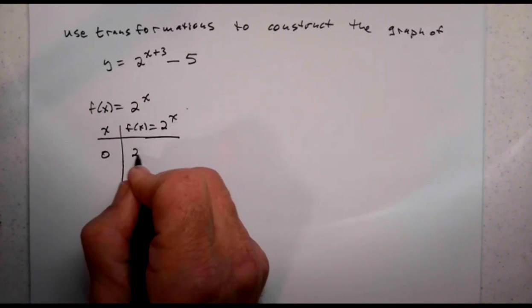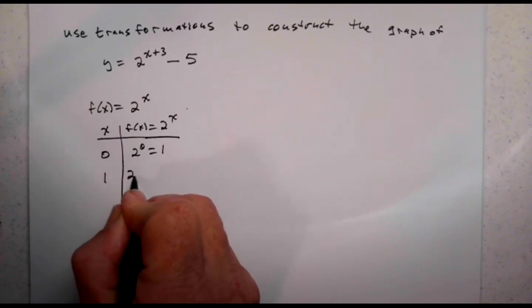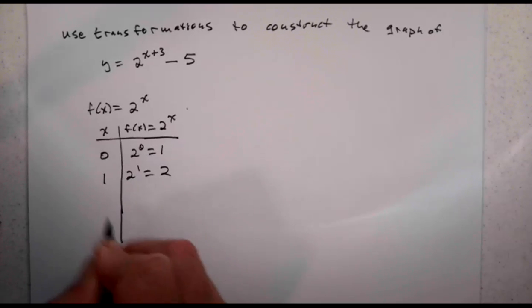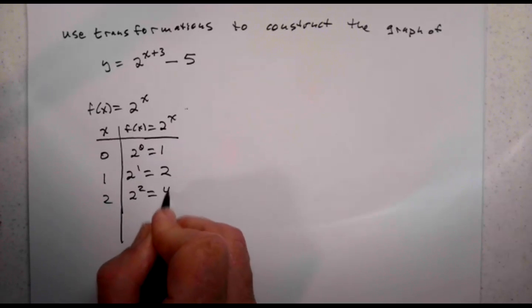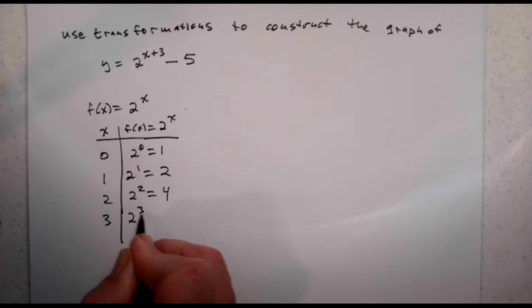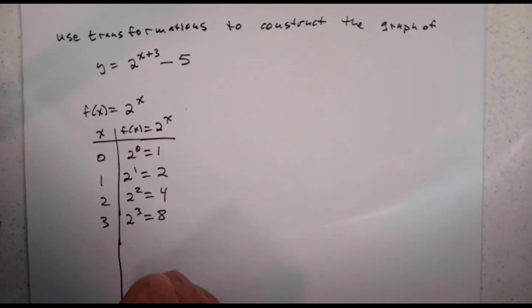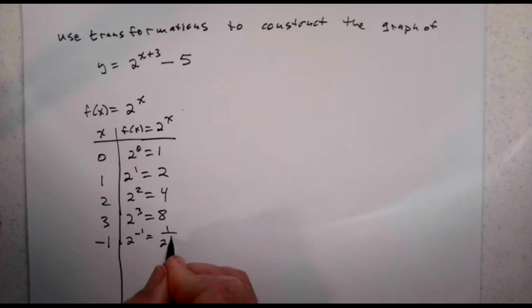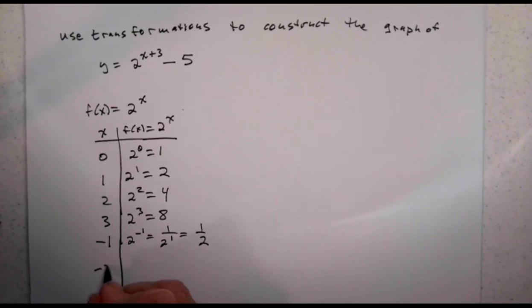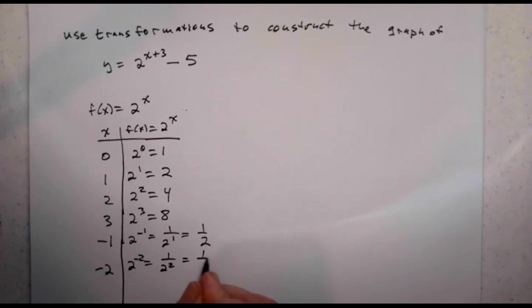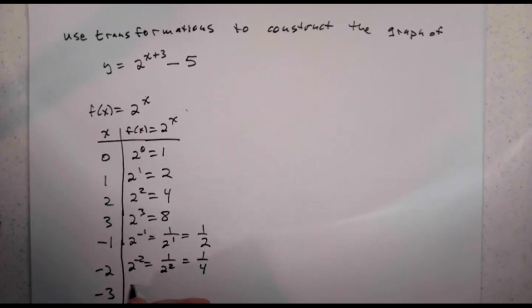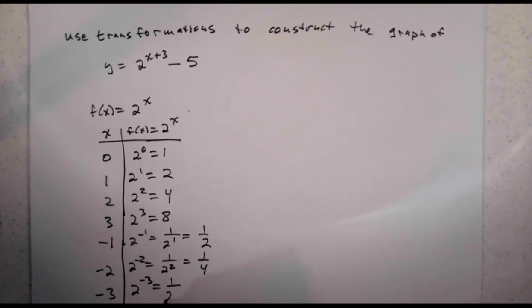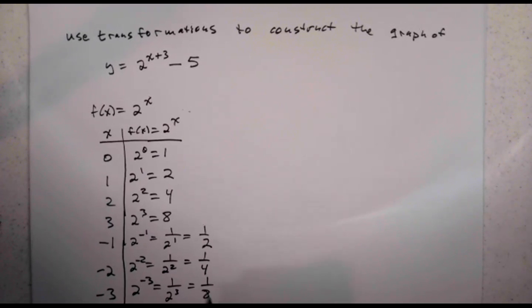F of x is 2 to the x. 2 to the 0 is 1, 2 to the 1 is 2, 2 to the 2 is 4, 2 to the 3 is 8, 2 to the negative 1 means 1 over 2 to the first, which means 1/2. 2 to the negative 2 is 1 over 2 to the second, which of course is 1/4. And 2 to the negative 3 is 1 over 2 to the third, which is 1/8. So that's the graph of f of x.